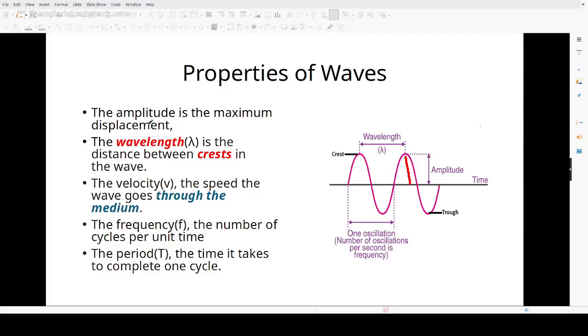The amplitude is the maximum displacement. Amplitude right there, red line, and that is associated with the energy of the wave, which we're going to talk about later. The wavelength, we usually use the Greek letter lambda, is the distance between the crests of the wave. The velocity is the speed that the wave goes through the medium. It's not the speed the medium is moving. It's not the speed of anything in the medium that's moving. It's the speed of the wave through the medium. The frequency is the number of cycles per unit time, and the period is the time it takes to complete one cycle.